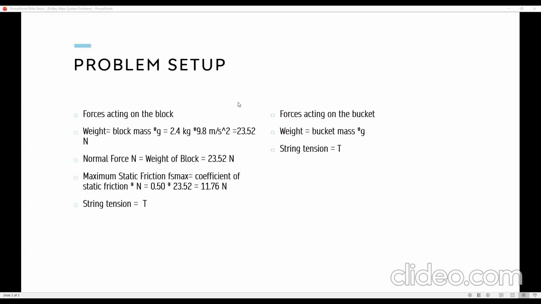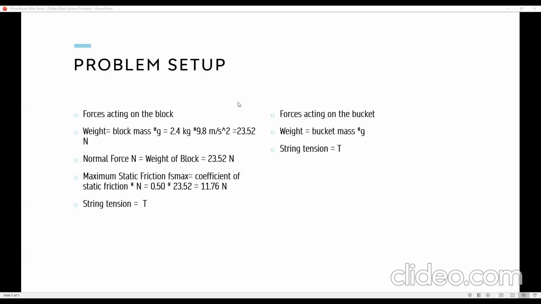That gives us a value of 23.52 newtons. One of the other forces acting on the block is going to be the maximum amount of static friction possible, or the Fs max. We get that by taking the coefficient of static friction times the normal force, which is 0.50 times 23.52, giving us a maximum static friction of 11.76 newtons. And then there's also a string tension, which we will designate as T.